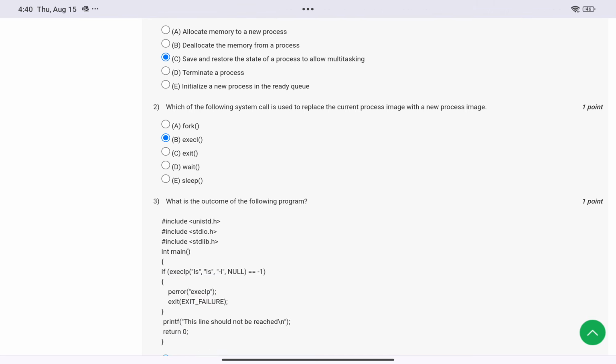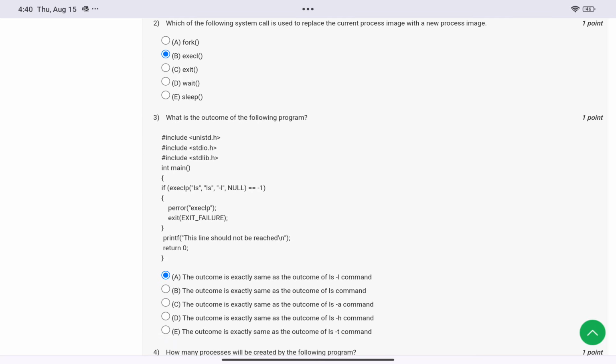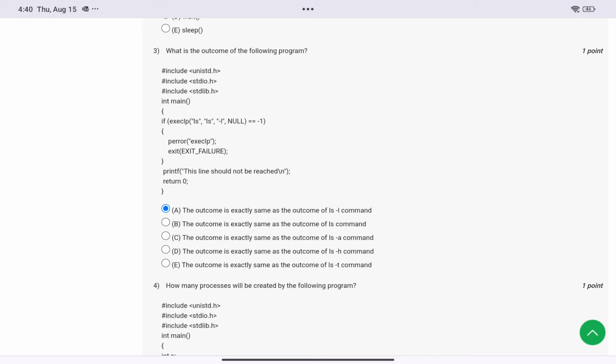Which of the following system calls is used to replace the current process image with a new process image? That is execl. Third one, what is the output of the following code? If you want, copy the code and check it, go to the GeeksforGeeks website, and you can see how the program is working.